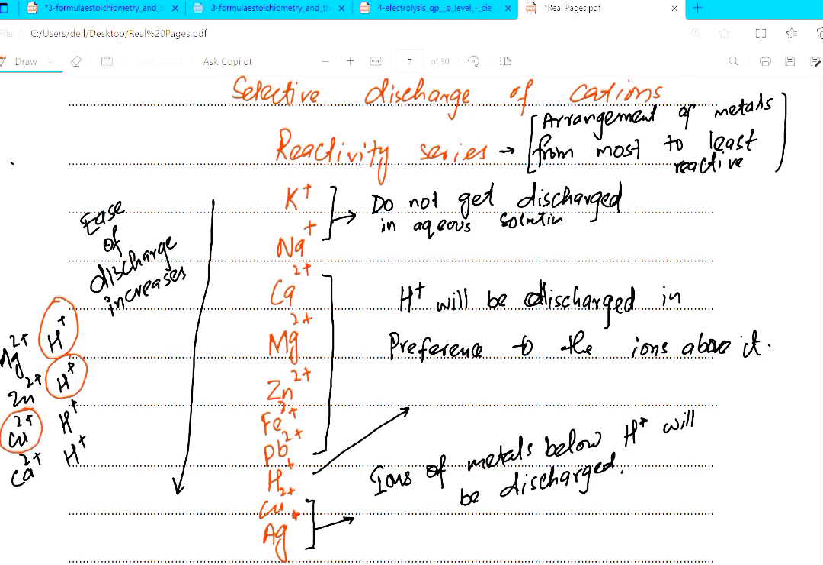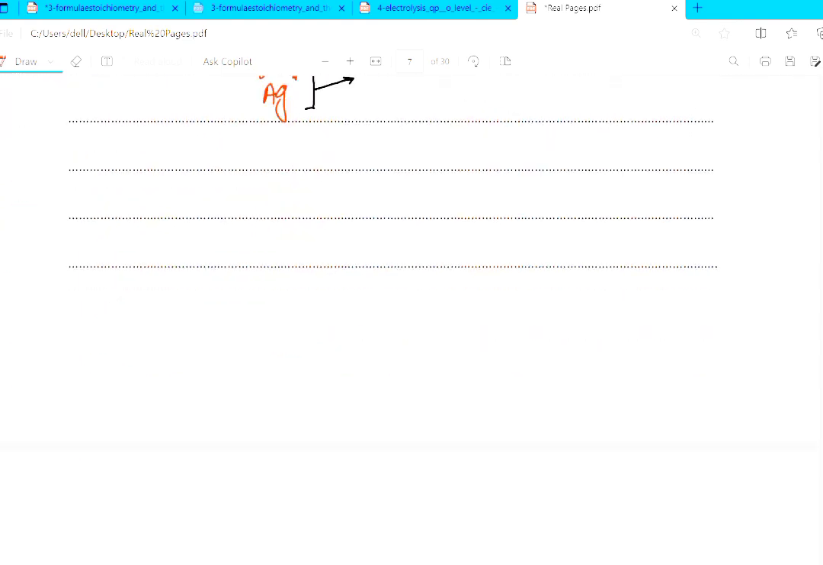And here calcium and hydrogen, so hydrogen will be preferred to be discharged as compared to calcium. So calcium will remain in the solution, zinc will remain in the solution, and magnesium will remain in the solution. And the others which I have circled will be discharged because it's easy for them to be discharged. Okay, this is all about the reactivity series, or selective discharging of the cations. Now we are moving towards the selective discharging of anions.